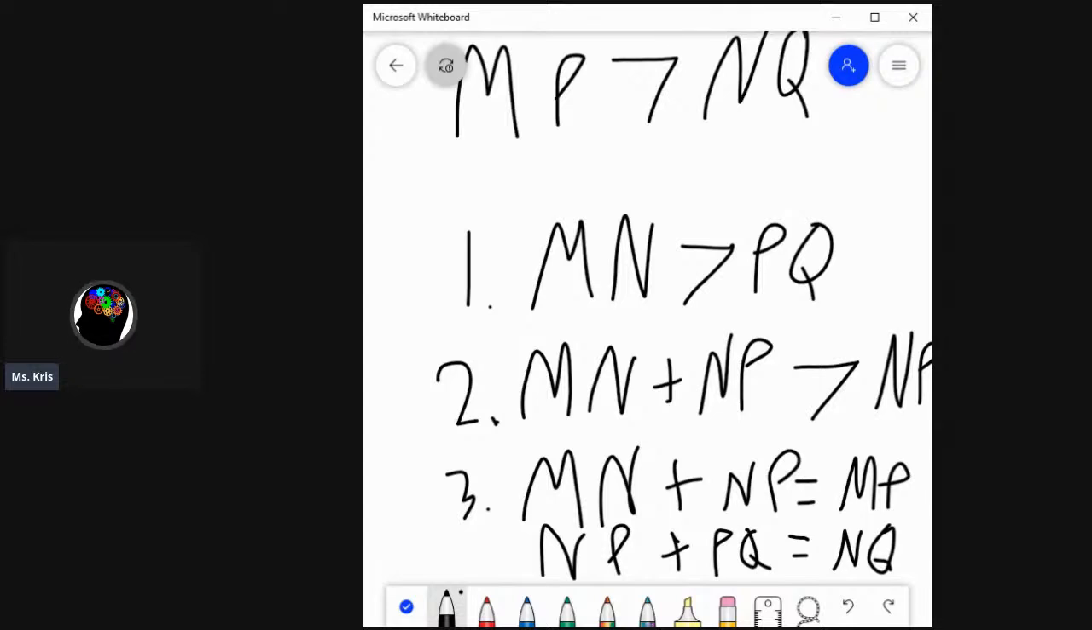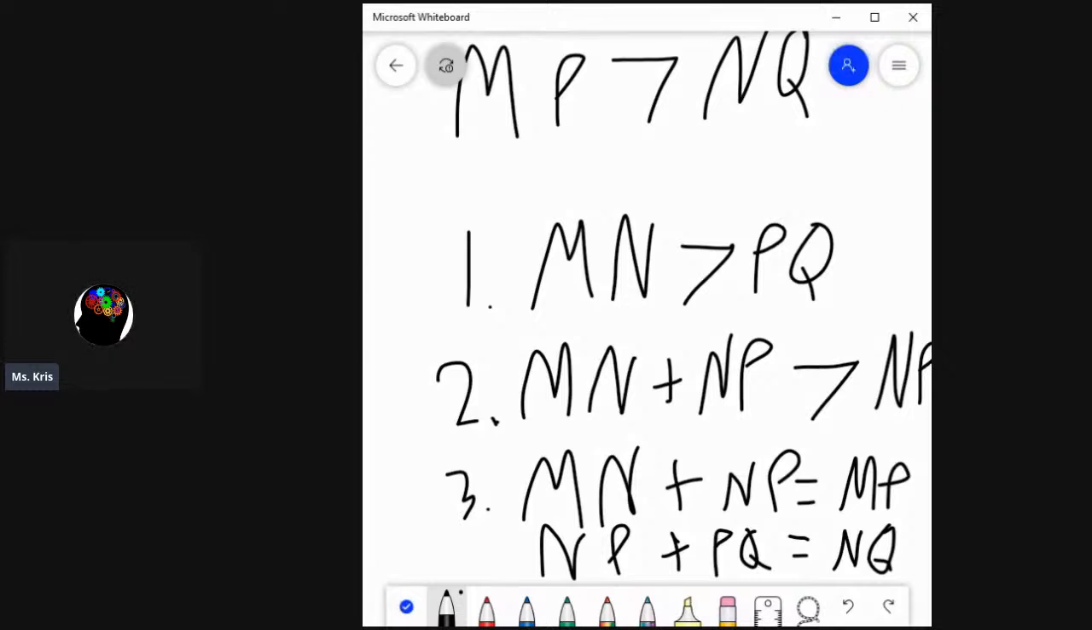The segment addition postulate says that if MN is added to NP, or if AM plus MB, which is what we had earlier, AM plus MB equals AB, right? So then MN plus NP gives me my MP, and NP plus PQ gives me my NQ.